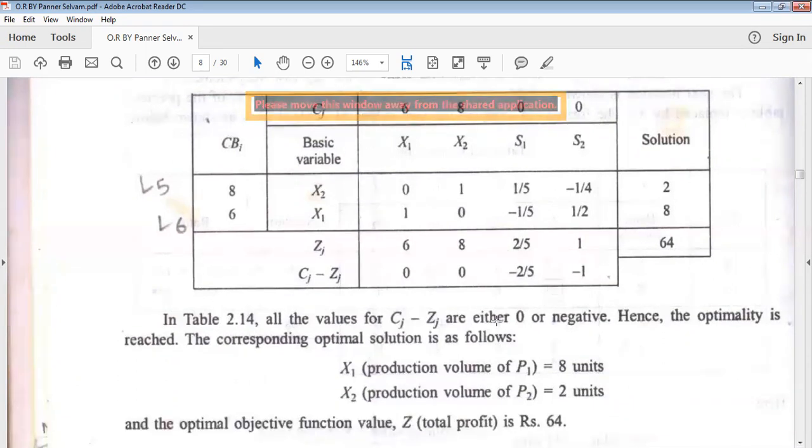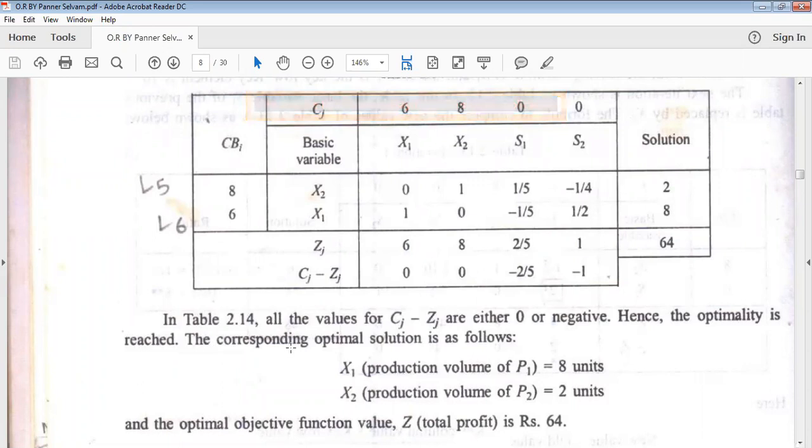Now you try to identify this particular thing, where x1 is equal to 8 and x2 is equal to 2. So like that, in the objective function in table 2.14, all the values of Cj minus Zj are either 0 or negative, and hence optimality is reached.